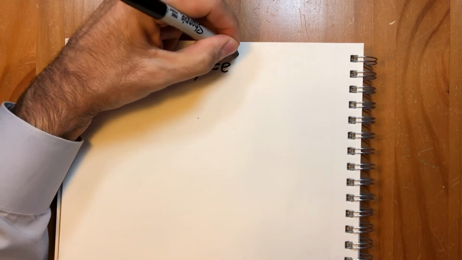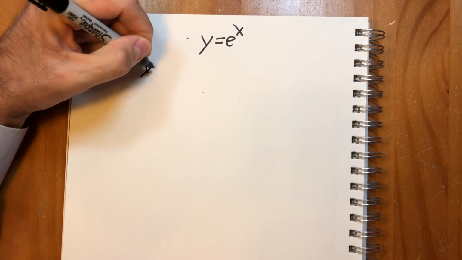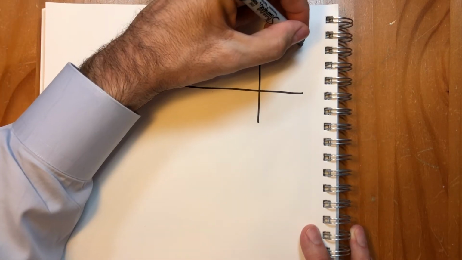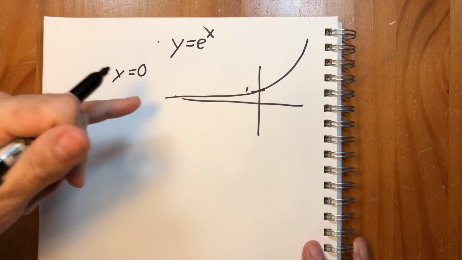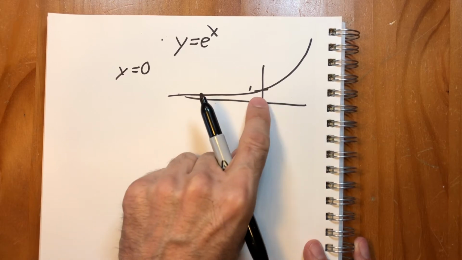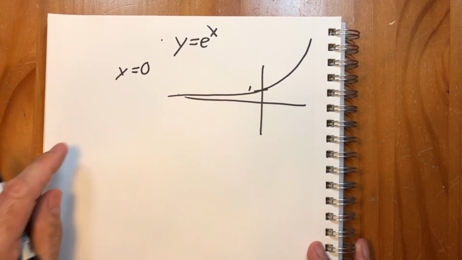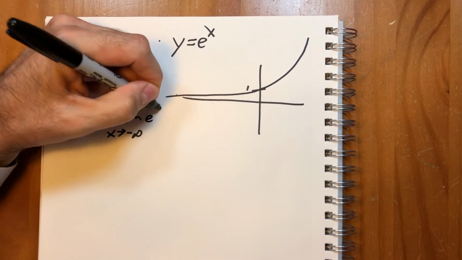Okay, a couple more things. So the function y equals e to the x has a horizontal asymptote at y equals 0. So you probably know what this looks like. There's 1. So e to the x is increasing as x gets bigger, but it's approaching 0 as x approaches minus infinity. The limit as x approaches minus infinity of e to the x equals 0.